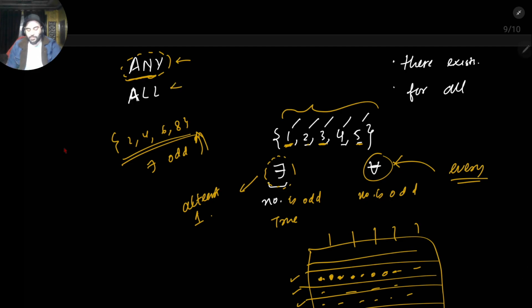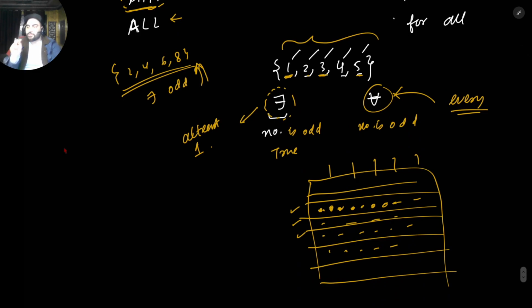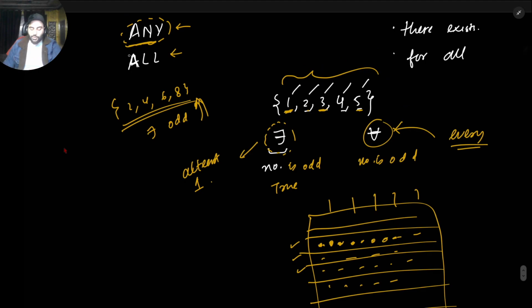What is the meaning of all? I'm saying return the rows if all the values are positive. If even a single value is negative, that row won't be selected. So all means the condition should be satisfied for all the values that I'm comparing against. Any means the condition should be satisfied for at least one of these values. Is the concept of any and all clear?